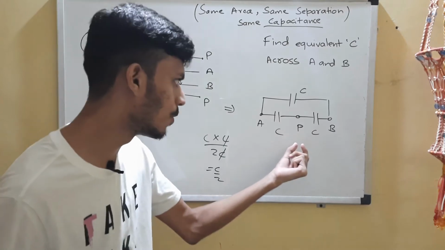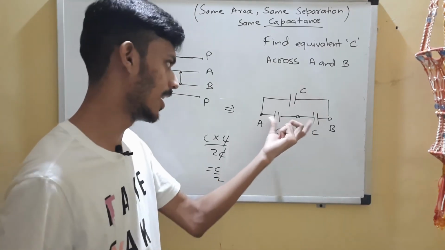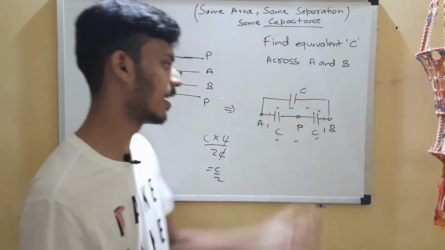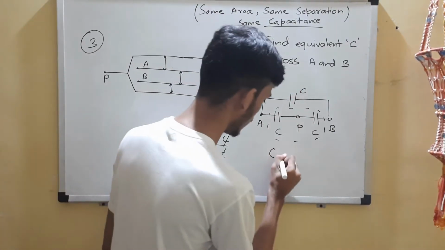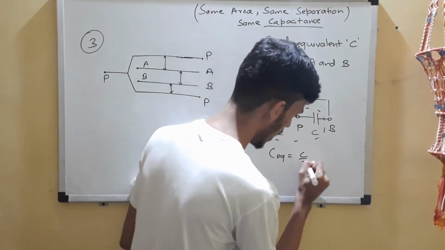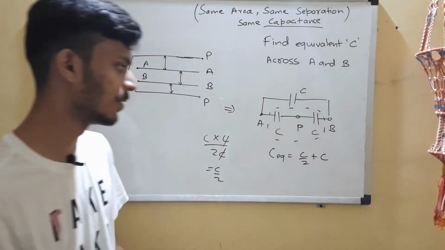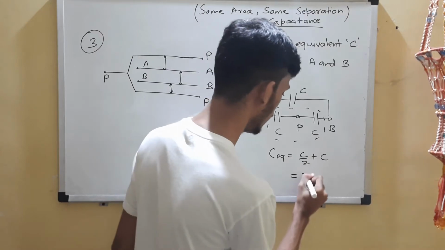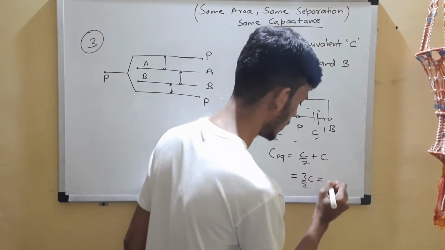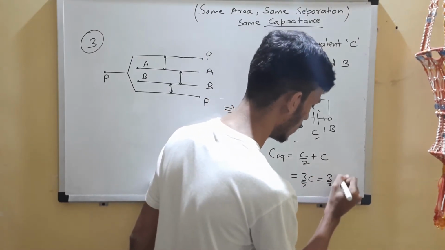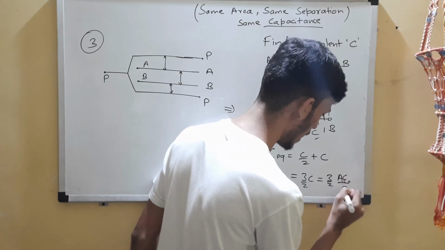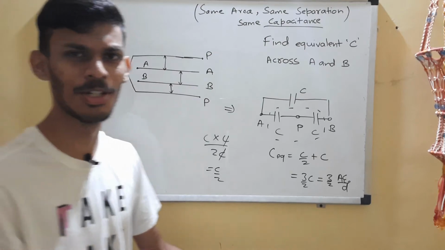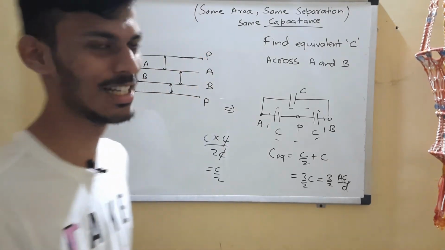So you have C by 2 and C in parallel, right? Then you have to add them. That gives you 1 plus half is 1.5, or 3 by 2 C, or 3 by 2 into A epsilon naught by D. That is your answer. Okay, so I hope you enjoyed it. Let's move to the next question now.